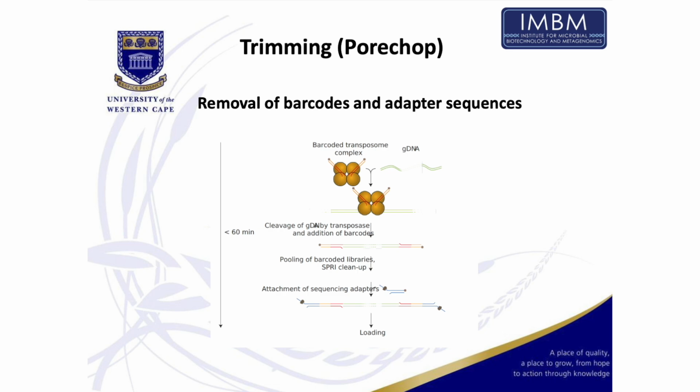Again, this is just to remind us of how we created the library. The next step would be to trim off those barcode and adapter sequences. This is all done in software, and this is not Oxford Nanopore software, but this one is called Porechop. You can see people have a lack of sense of humor. Anyway, at this stage we're removing these extraneous sequences just to retain the actual sequence that we're interested in.